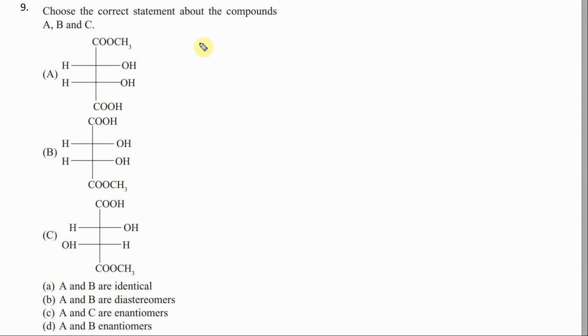Question number 9. Choose the correct statement about the compounds A, B and C. Alright, now when you look here, right away COOCH3, COOCH3 are at the bottom in both of these, and in this one it is on top. So I'm going to rotate it. I'll keep this like a pin and rotate this molecule. So what will happen? OH will be here, hydrogen will be here, correct? This OH will go up, by the way.